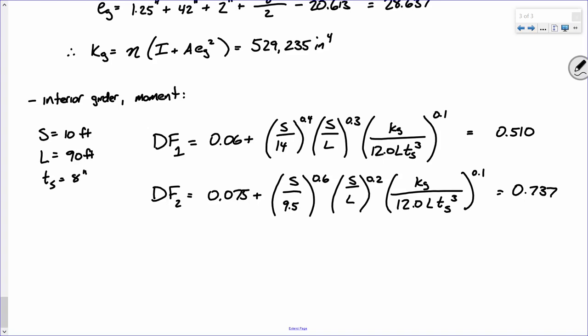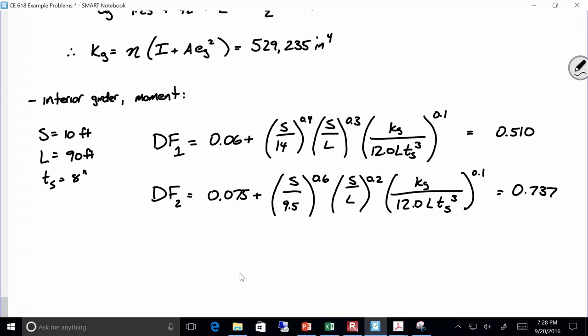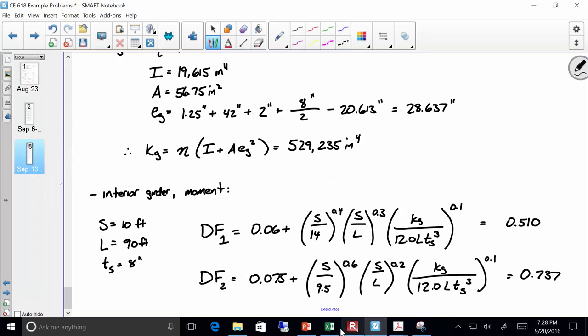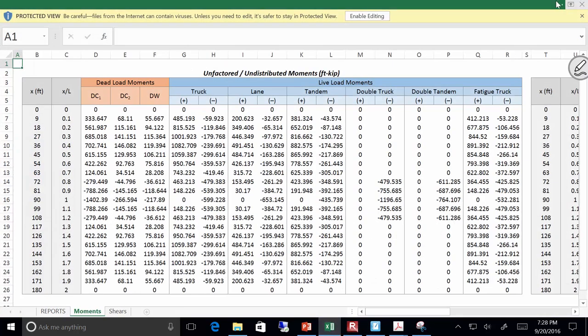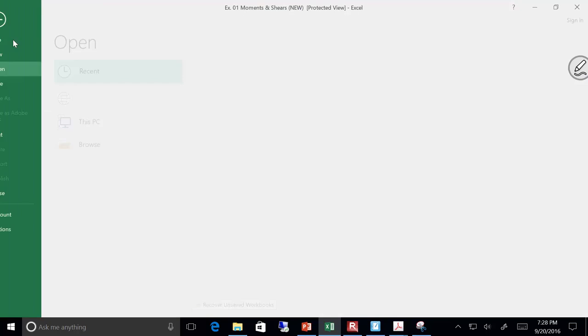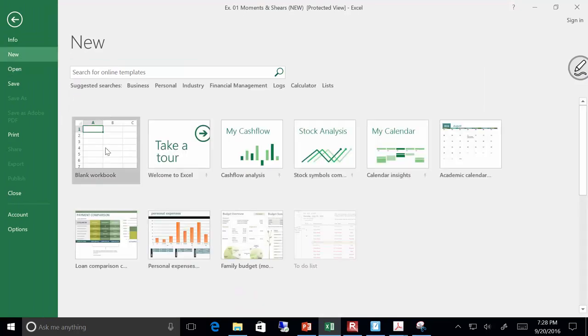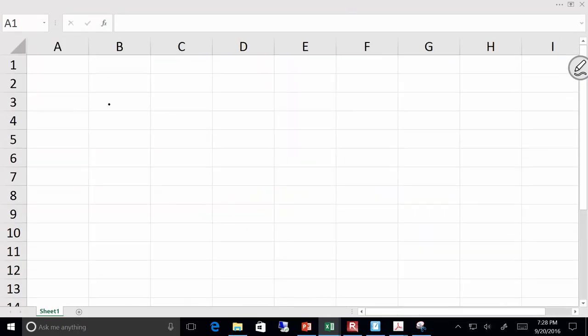I know these are involved. They're not hard. It's just a lot of plug and chug. Anybody else? What do you got? You got? Hold on. We'll do it together real quick. Let me throw it on Excel. All right. So, we'll look at that later. All right.